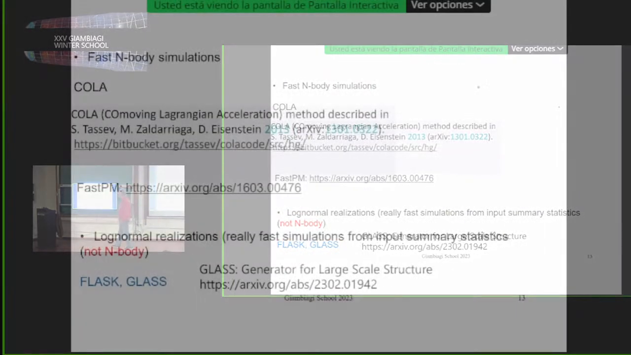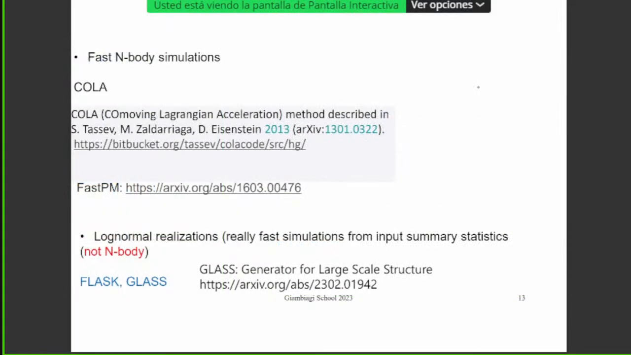Now, usually, these n-body simulations take a long time. It's very computer intensive. So what has also been developed in the last 10 years or so are fast n-body simulations. One that's very used these days is called COLA, which stands for Comoving Lagrangian Acceleration, a method developed, among others, by Matias Zaldarriaga, who will be here next week. So you can ask him about COLA. And there's another one called FastPM that can be used for this type of thing.